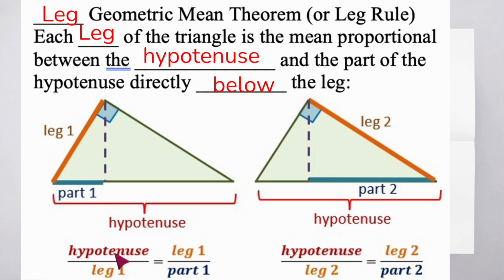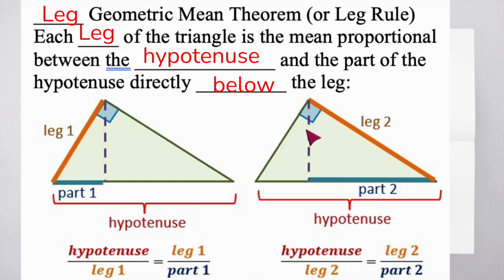So we have the hypotenuse over leg one, and then leg one over part one that's created here. Now it's leg one that's the geometric mean, because it's the one that's repeated in the numerator and the denominator. It's the one that would be squared, equal to the other two parts multiplied together. Or we can do the same thing with the other side, which we call leg two and part two. It's still the hypotenuse, but now it's over leg two, and since it was over leg two, we divide that by part two. So it's just dividing it up into two different types of pieces.